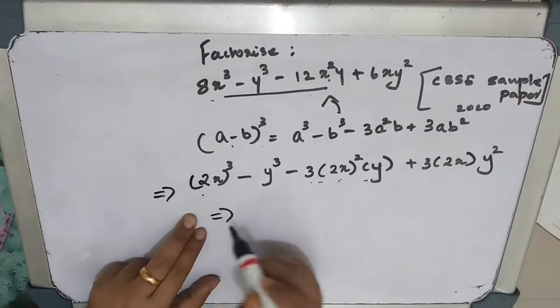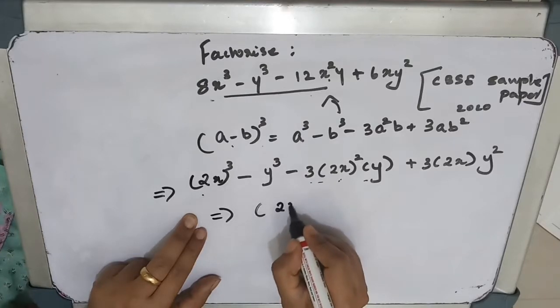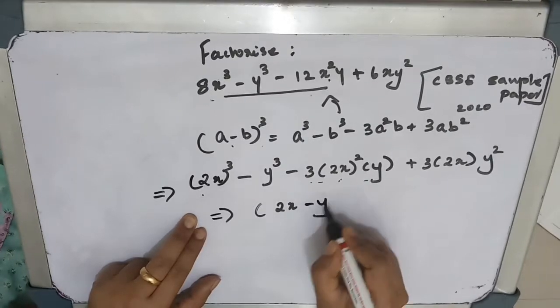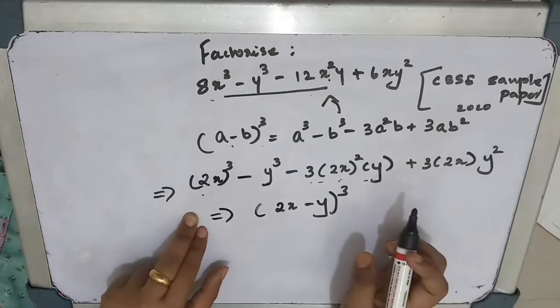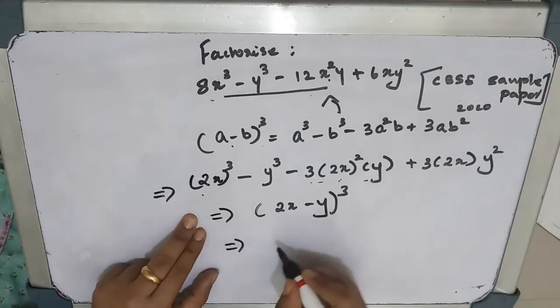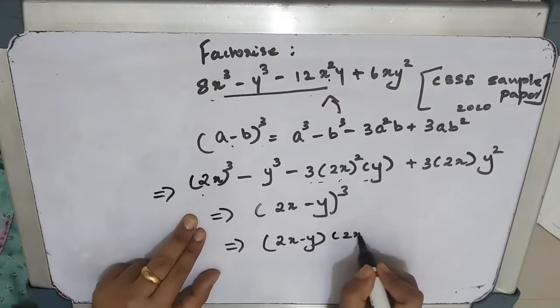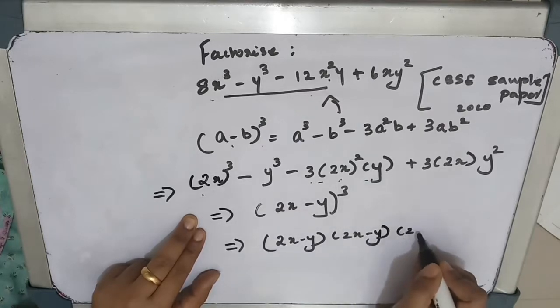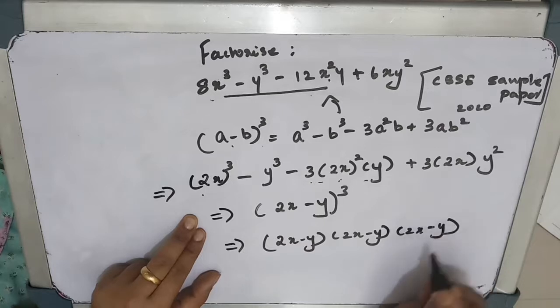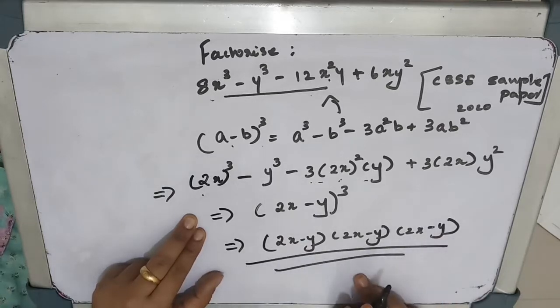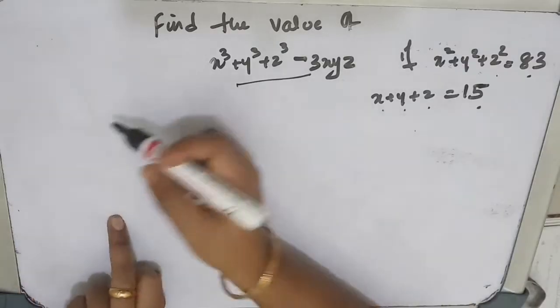So let us rewrite it in that form, 2x minus y the whole cube. Hence the factors of this expression are 2x minus y, 2x minus y, again 2x minus y. This is how we factorize using the algebraic identities. And now this is another question.